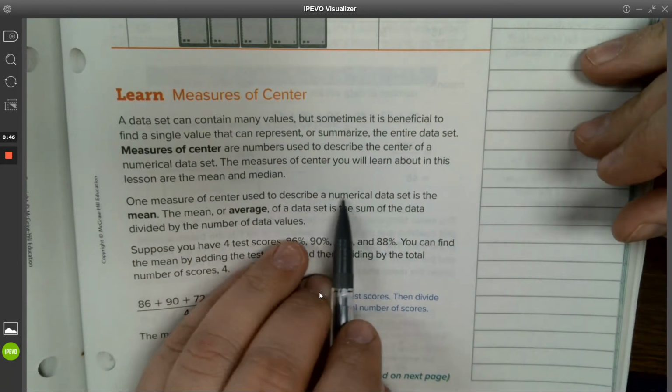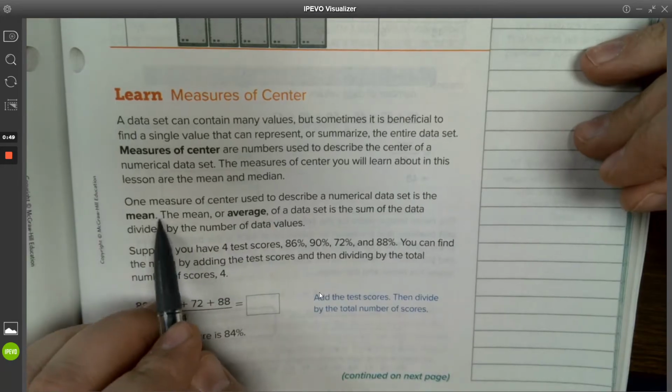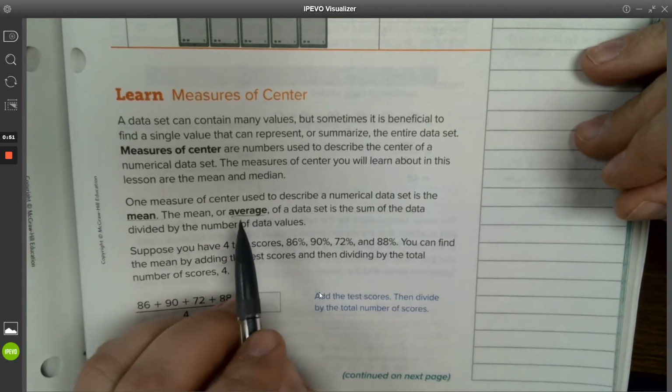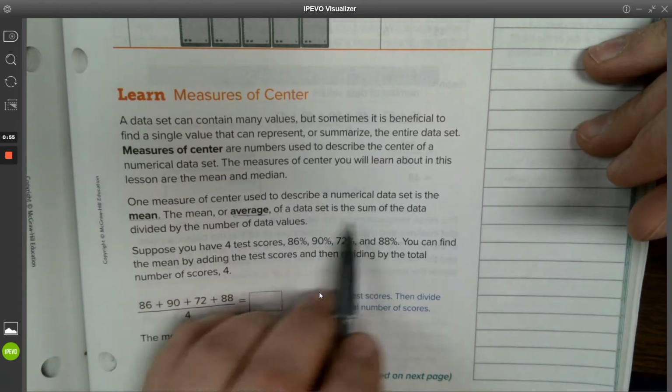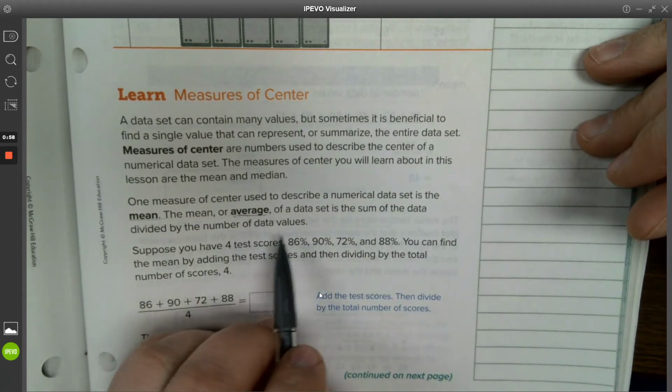One measure of center used to describe numerical data is the mean. We also call this the average. Most often you've probably heard of it as the average. And what it is, is the sum of the data divided by the number of data values.